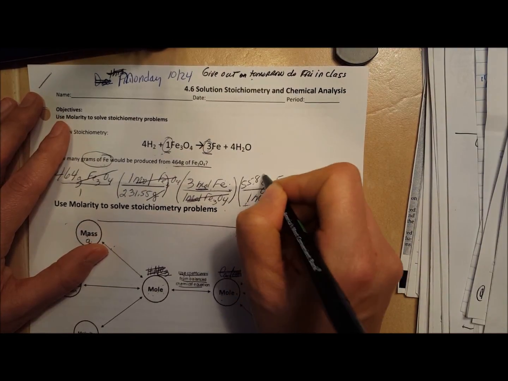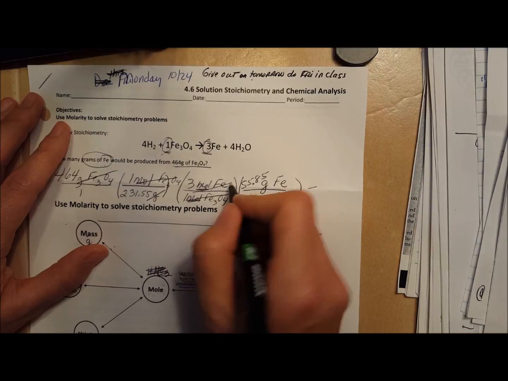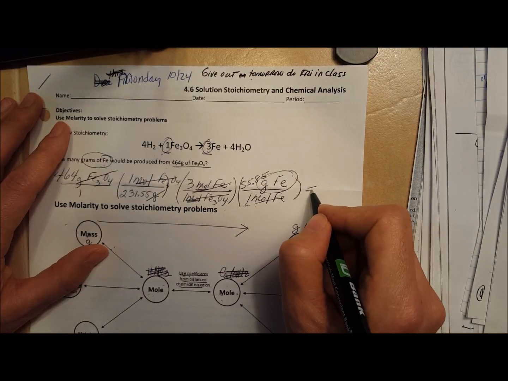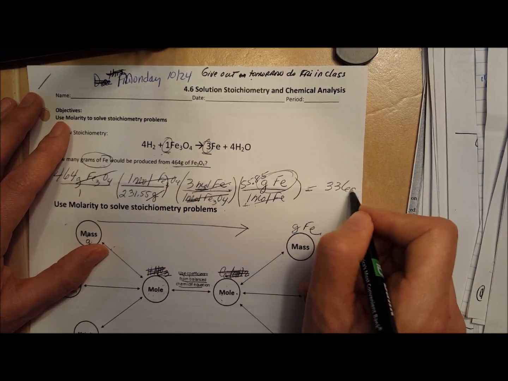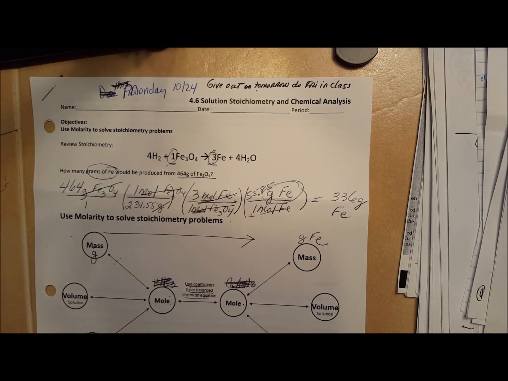Okay, so 55.85 is the weight of iron, if you look that up, the formula weight. And opposite sides cancel. Now we successfully convert it to grams of iron, and if you do the math, it's 336 grams of iron. Okay, that is a review of the stoichiometry.